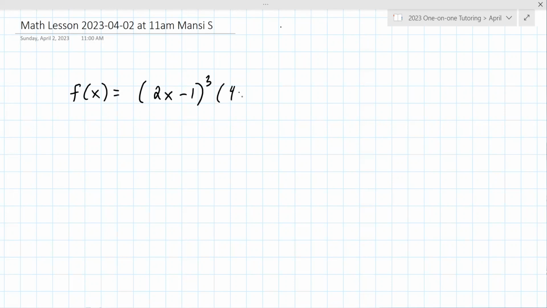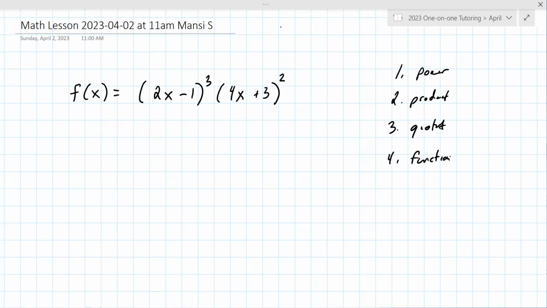4x plus 3 squared, and you have to be able to take a derivative of something like this. The brief review here is that you have the power rule, the product rule, the quotient rule, the functions like e, ln, sine, cosine, tangent, all that stuff, and then the chain rule. And of course, they can be mixtures of all of the above.